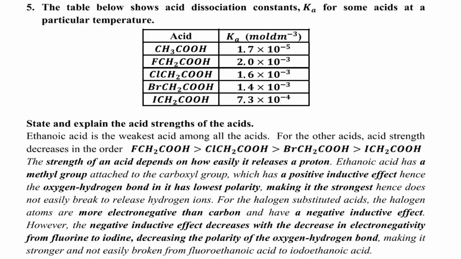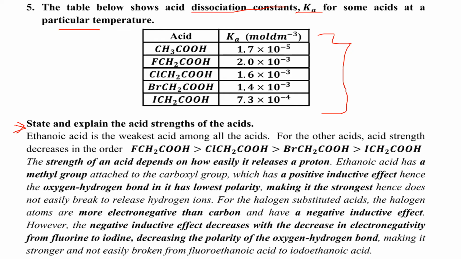Now looking at the table below, question 5 shows acid dissociation constants, Ka, for some acids at a particular temperature. Since I've already addressed all these concepts, we're just going to go through this one, since we have already understood the basic concepts. So state and explain the acid strength of the acids given above.